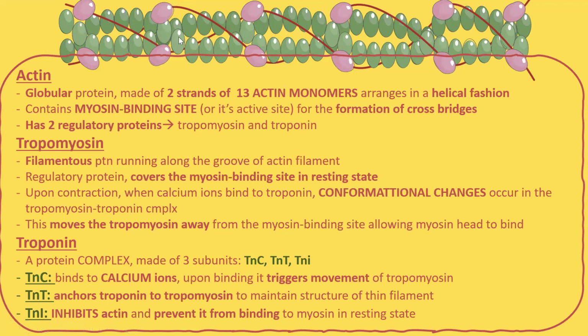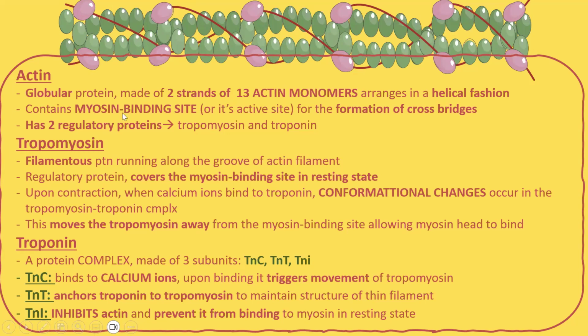But the actin filament itself, or the thin filament entirely, is made out of two strands. So we have one strand here and another strand here, and each strand contains 13 actin monomers, okay? Now, what is this actin? Actin, as a protein, has a binding site like all other proteins. And what does actin bind to?